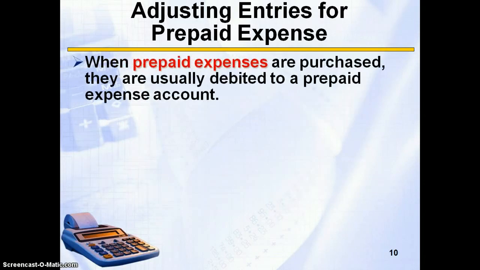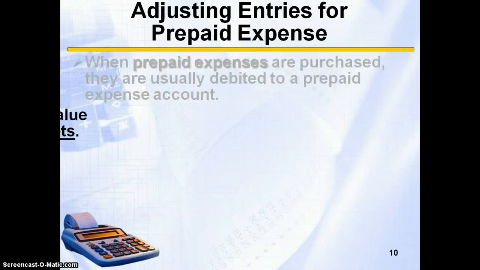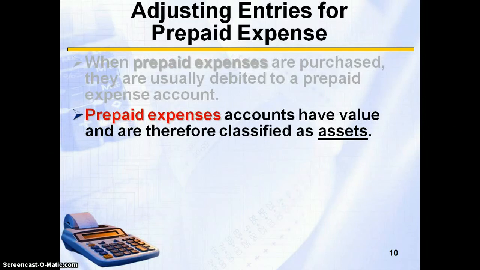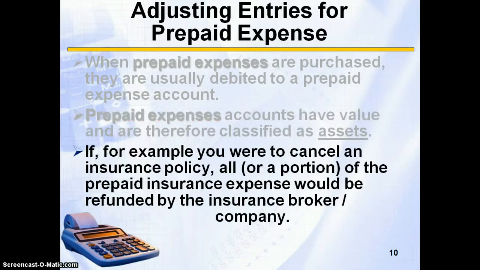When prepaid expenses are purchased, they're usually debited to the prepaid expense account. Prepaid expense accounts have value, therefore they're classified as assets. This is a little tricky account. Even though it's an expense account, because this expense has value, it is technically considered an asset. If you were to cancel an insurance policy, a portion or all of the prepaid insurance expense will be refunded by the insurance company or broker. So if you were to cancel it, there's money being exchanged, so it actually has value.